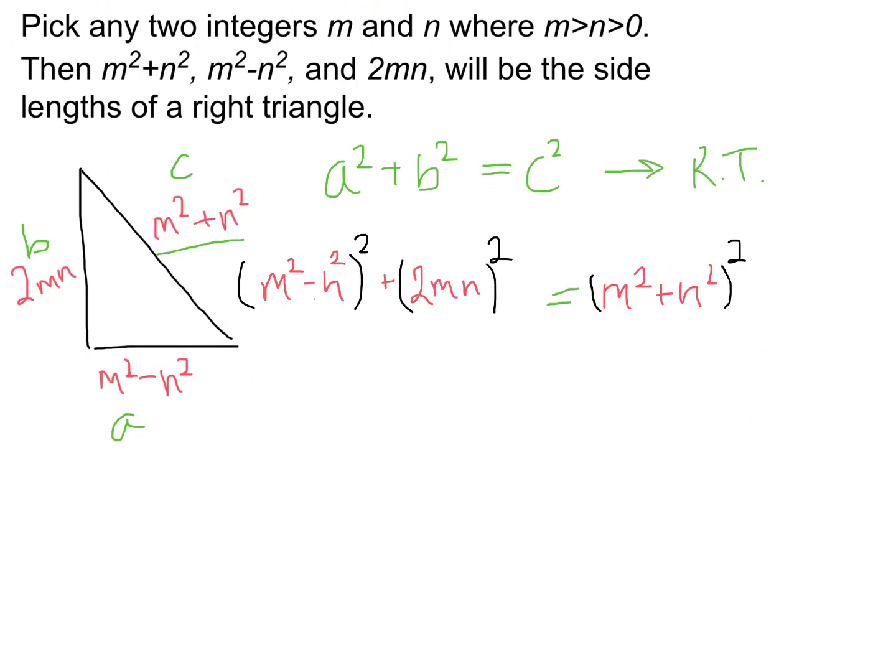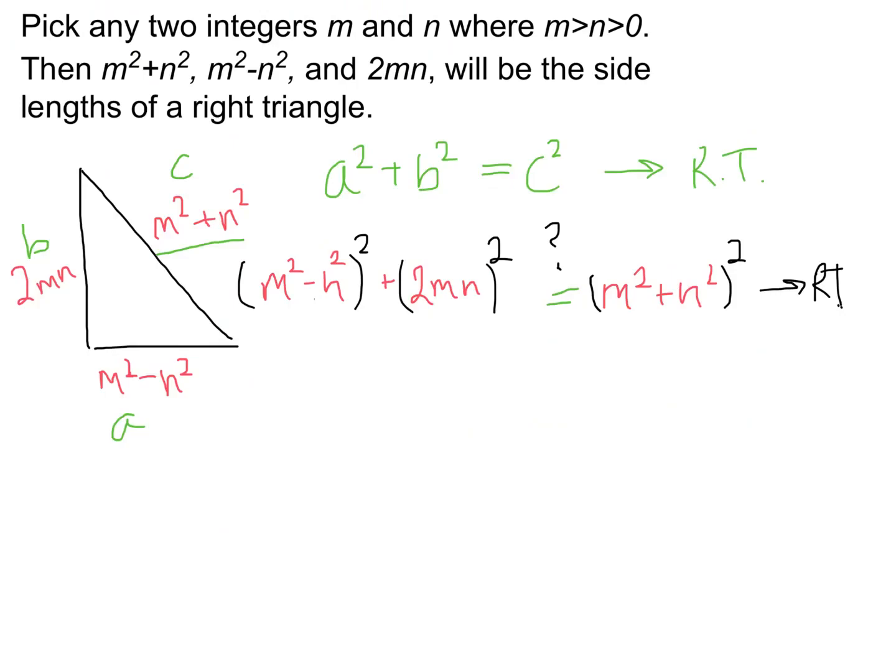Okay? So if this is true, and I'll put a little question mark here, if this is true, then we have a right triangle. So what we need to do is show that this is the case, right? Our conjecture basically says if m and n are integers where m is greater than n greater than 0, then these side lengths make up a right triangle. And so what we really are saying is that a squared plus b squared would equal c squared. So if we can show this, then we're good.